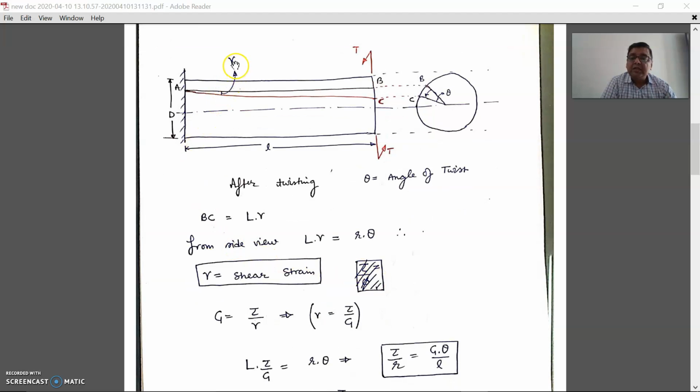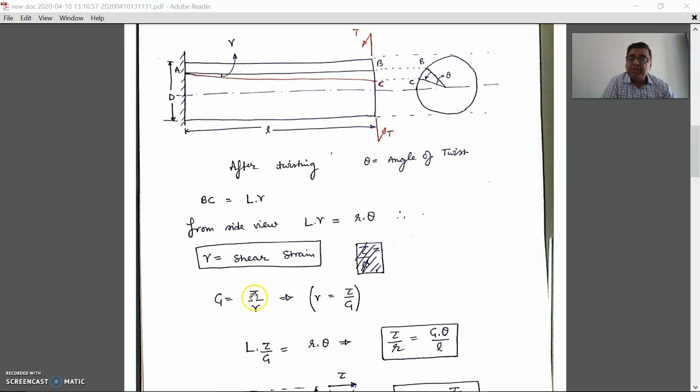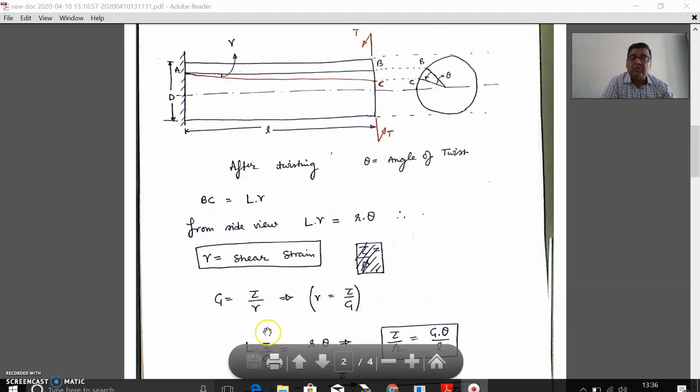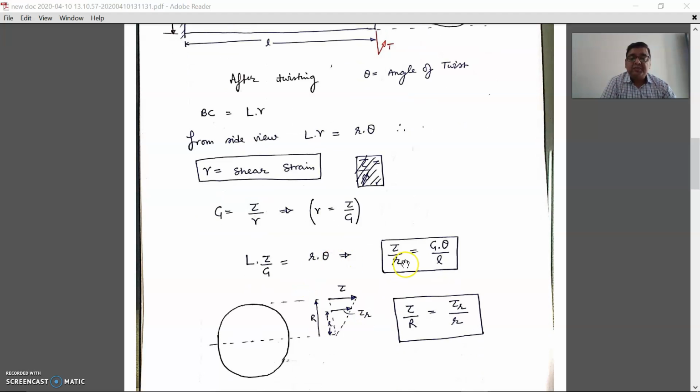We already know that gamma is the shear strain, and we also know that G is equal to shear stress upon shear strain, or shear strain is equal to tau by G. If we transfer the value of shear strain from this equation to the other equation, we get L into tau upon G is equal to R into theta. From this, by just a rearrangement of terms, tau upon R is equal to G into theta by L.